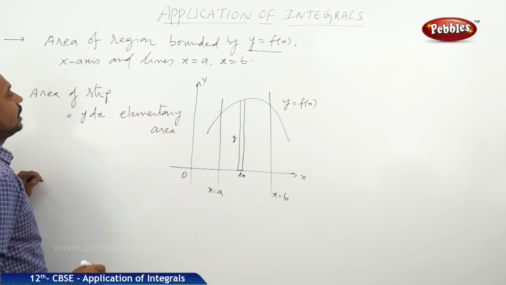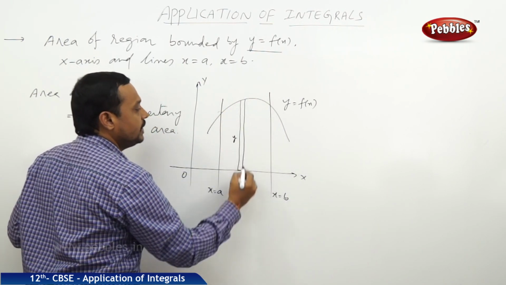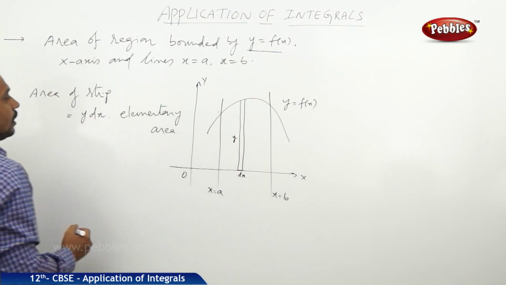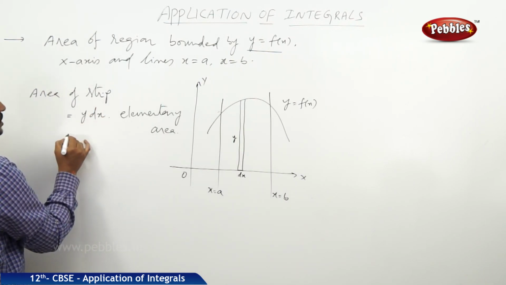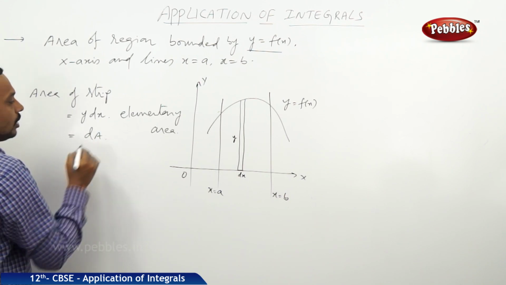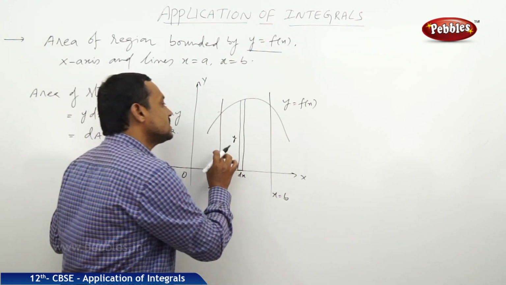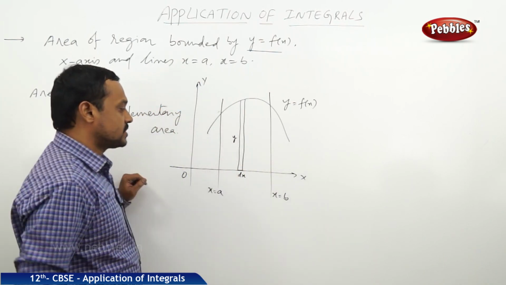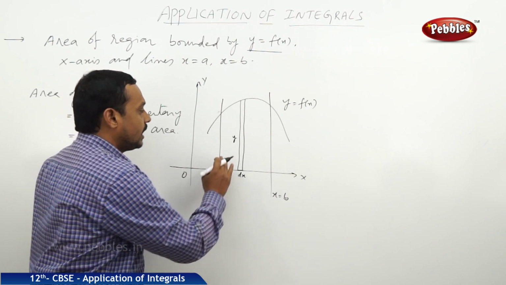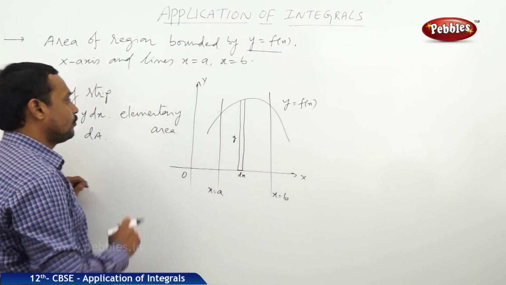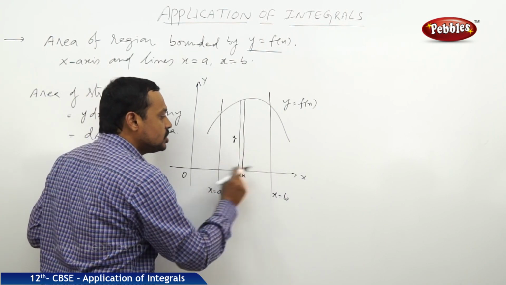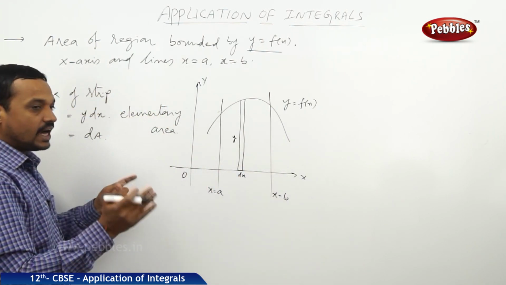Elementary area. And this strip is known as an arbitrary strip, and this area of the strip is denoted by dA. Now if we consider a large number of strips in between x is equal to a and x is equal to b and find their areas, find the elementary areas that are formed between these two lines and add them.